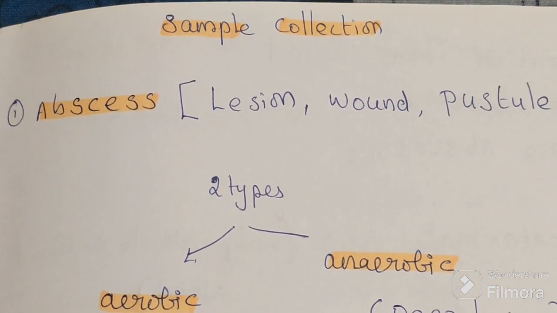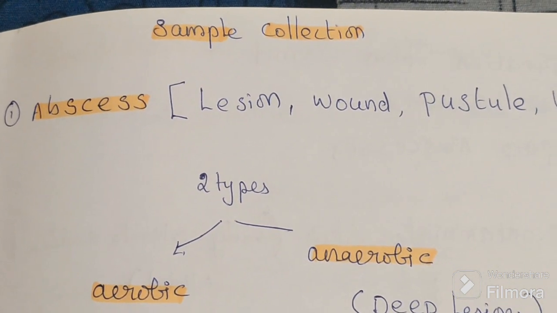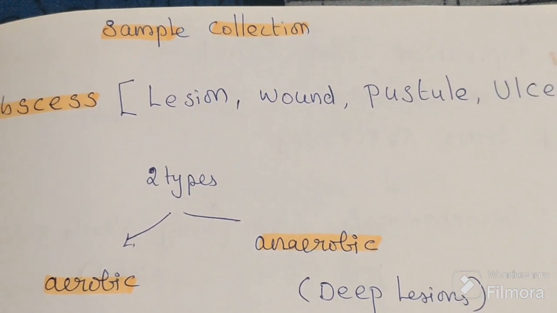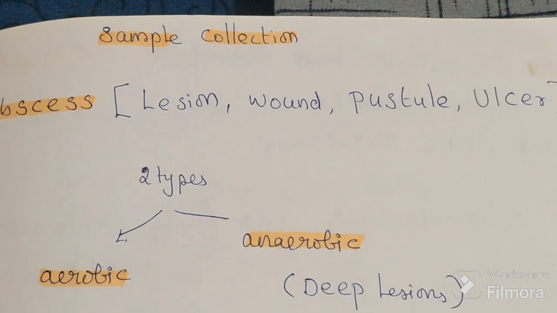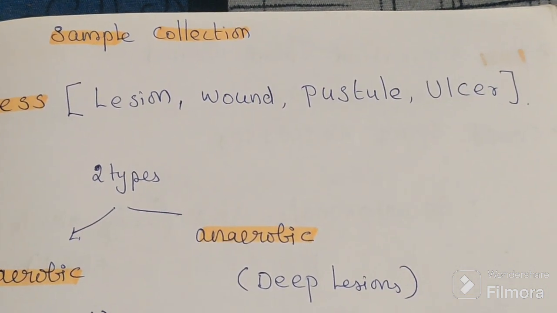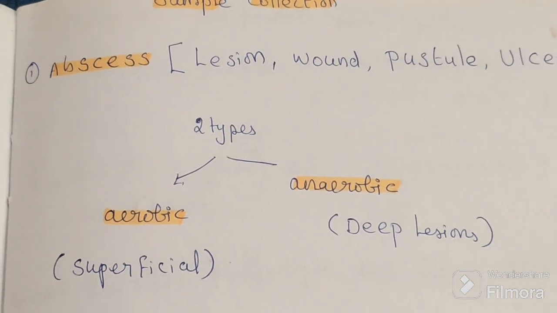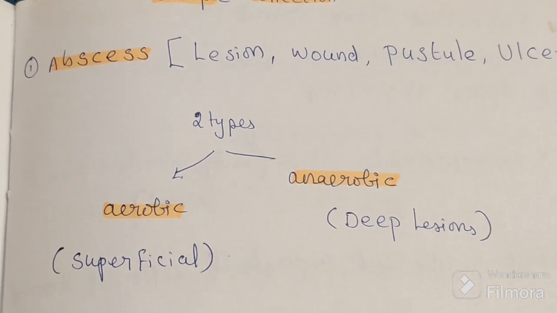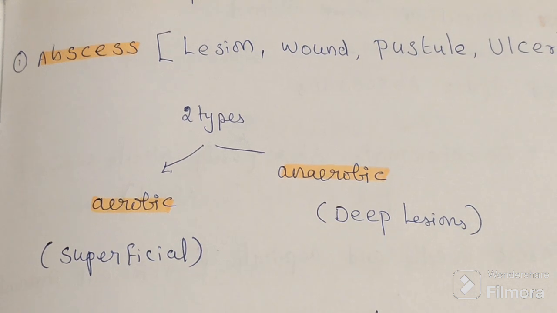Next, sample collection. How to collect a sample, how to preserve it. First one is abscess. Abscess means it may be lesions, wound, pustules or ulcer. It should be of two types, aerobic and anaerobic. Aerobic means we collect from superficial lesions, anaerobic means deep lesions.